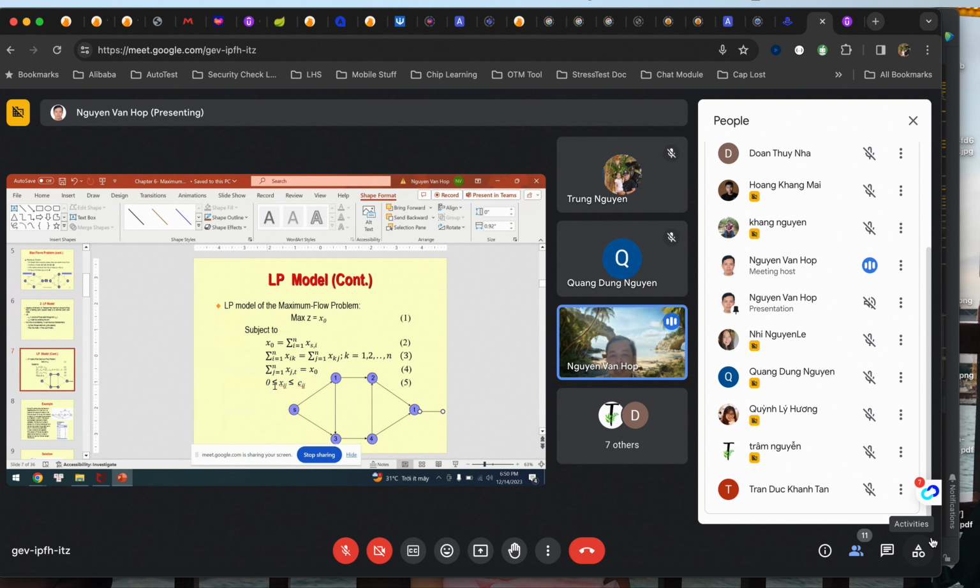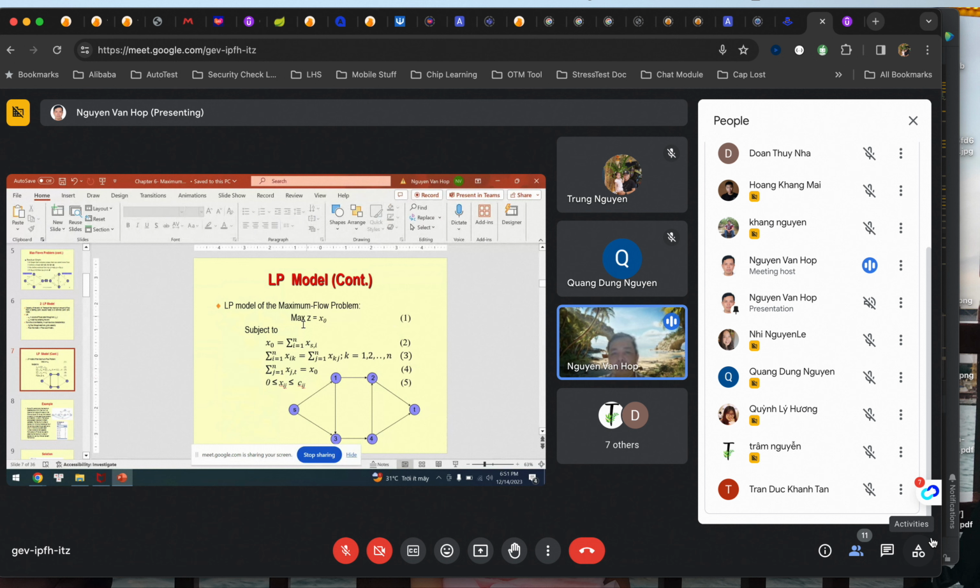And we have a very important constraint that the flow on each arc will be bigger than or equal to 0 and smaller than its capacity. Okay, right? And our duty is to try to maximize the flow x0. That is the formulation of the maximum flow problem. Our objective is to find the flow for each arc and maximize the total flow between the sink and the source.